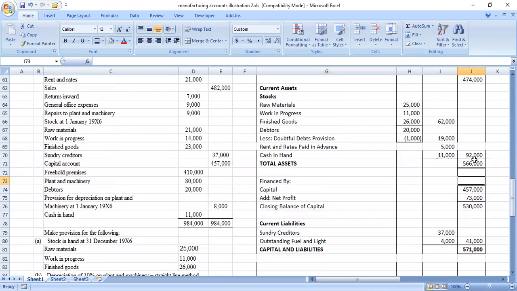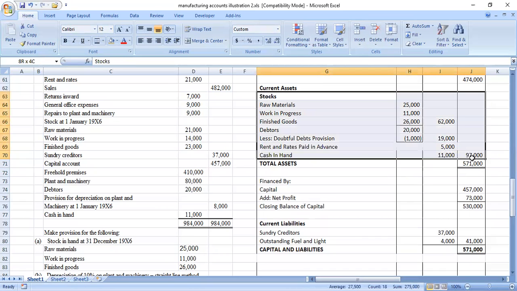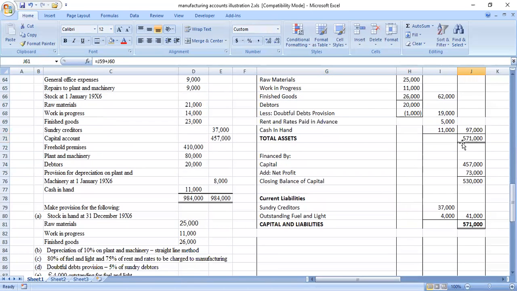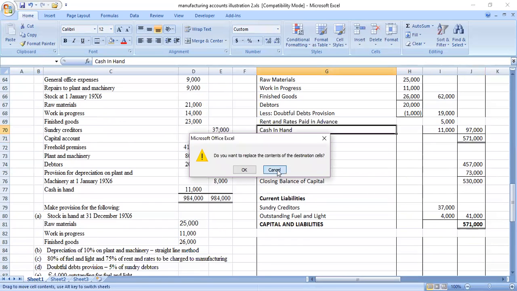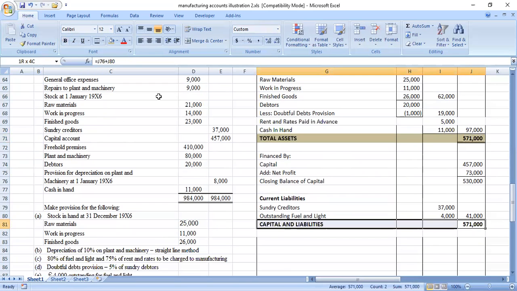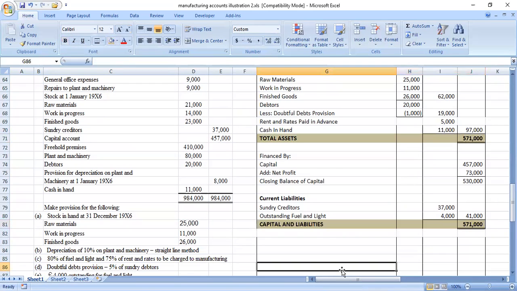So the current assets will now be equal to 62,000 plus 19 plus 5 plus 11. Si ndio? Yes. Which gives us the total current assets being 97,000 plus fixed assets 474. Tumepata 571. Si ndio? Mhm. So imebalance. Yes. Yeah, so nilikuwa nimefanya makosa kidogo hapo. Anyway, we are all human beings bound to make mistakes.